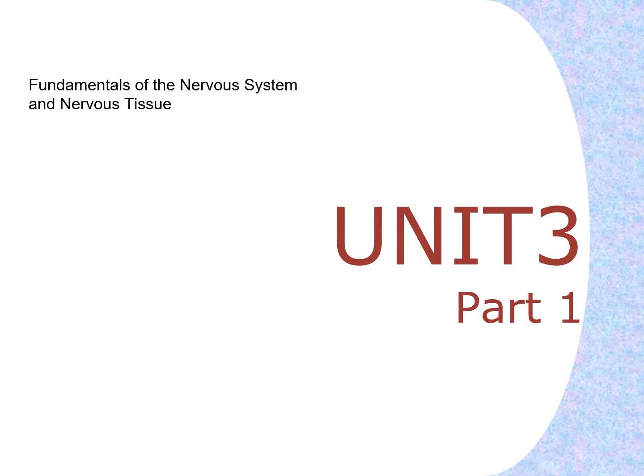All right, this is Unit 3, the first part of Unit 3, Part 1. Unit 3 is on the fundamentals of the nervous system and nerve tissue. Later in Unit 3, I'll also talk about the autonomic nervous system.